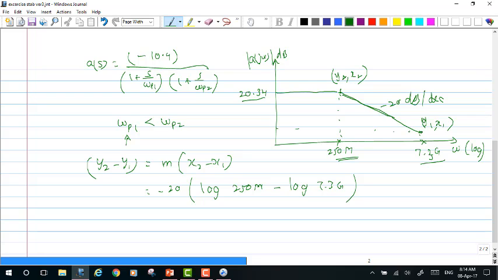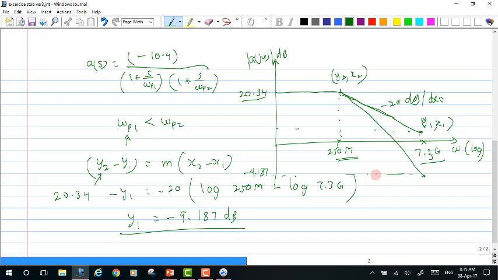Now when we do all this computation, we also know the value of our y2 here, and that is equal to 20.34. This is our value of y1. So when we do all this manipulation, one would end up having a value of y1 that is equal to minus 9.187 dB. So how do we interpret this result? It means that we have this line that has somewhere its y value equal to a negative value, minus 9.187 dB, and that is what this particular expression says.